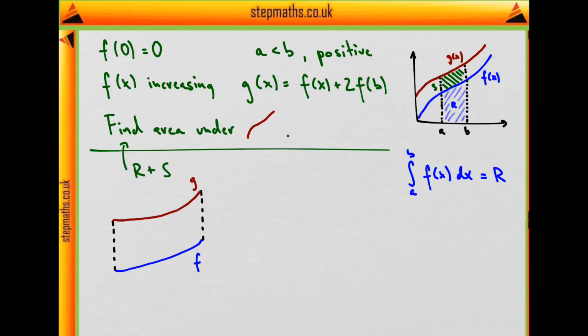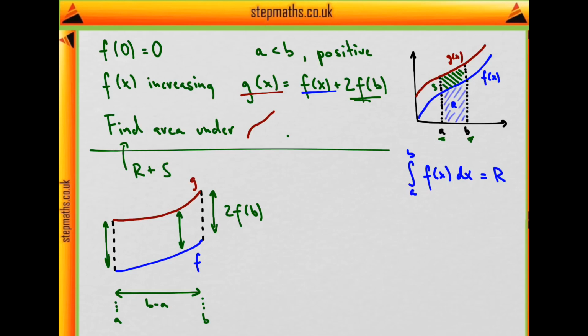It must always be constant, because remember, g of x is defined just as whatever is on the blue line plus always the same constant. So the difference in heights here, this length will now be 2f of b. And that is the same throughout, here and everywhere along the x direction. The length of the region over which we are integrating or calculating the area must be b minus a, because we are going from a to b. Those are our limits of integration, or simply the x values on these sides.